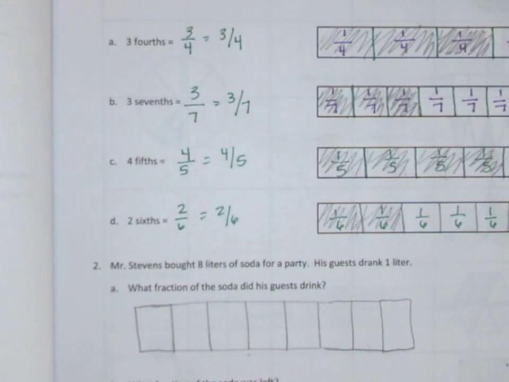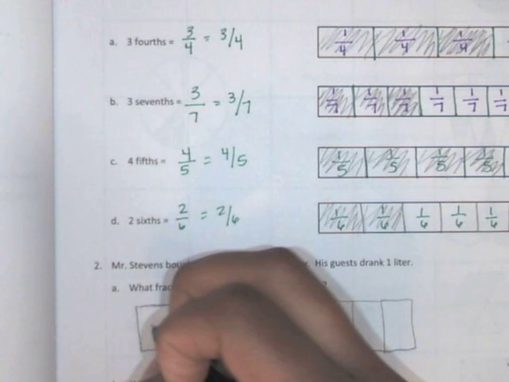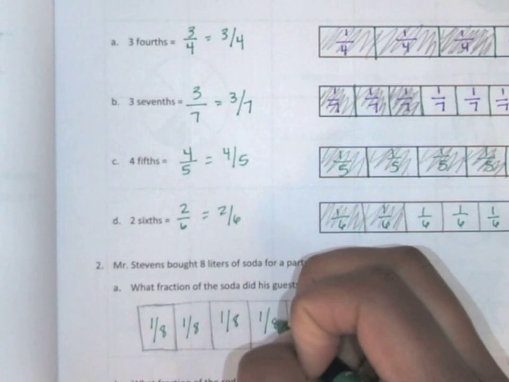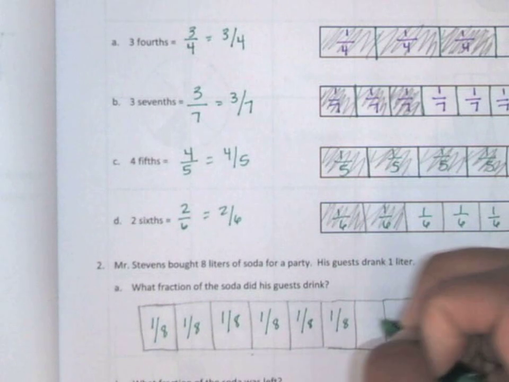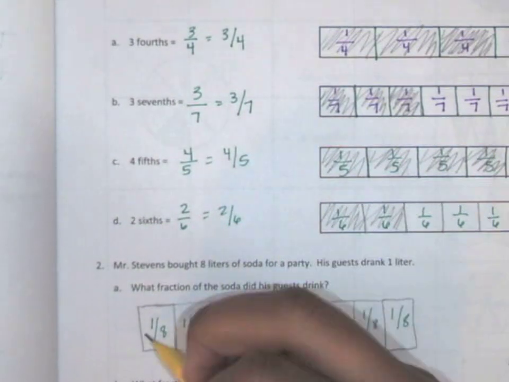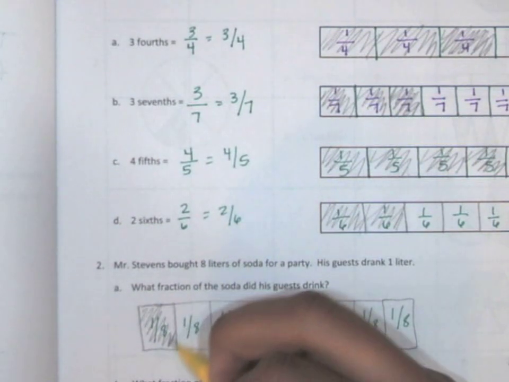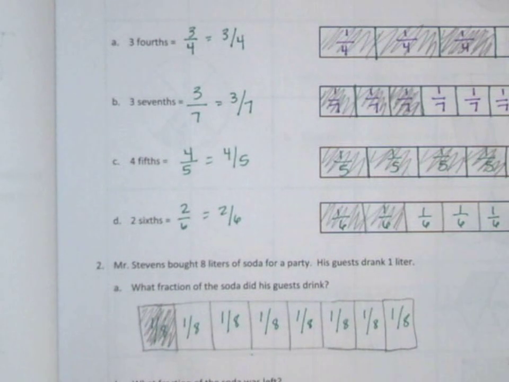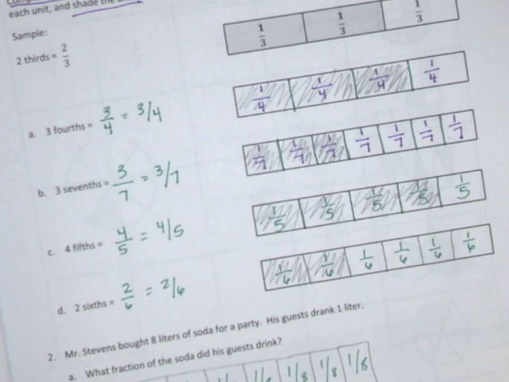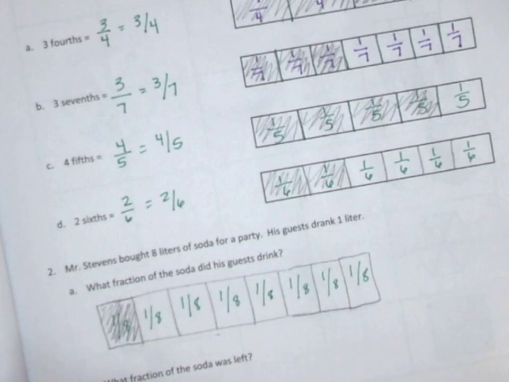Okay, and it says his guests. I'm going to go ahead and label the insides as well as 1/8. You can also read this as 1 out of 8. Okay. So it says his guest drank 1 liter. So let's shade the 1 liter that his guest drank. And it says, what fraction of the soda did his guest drink? Okay, let's write a complete sentence. We already represented it here, but we want to put it in word form as well to make sure that we're confident in our answer and we can prove our answer.